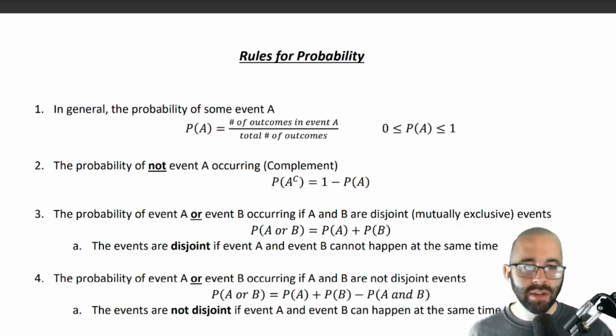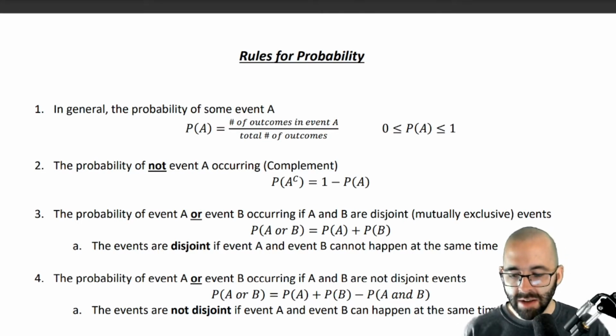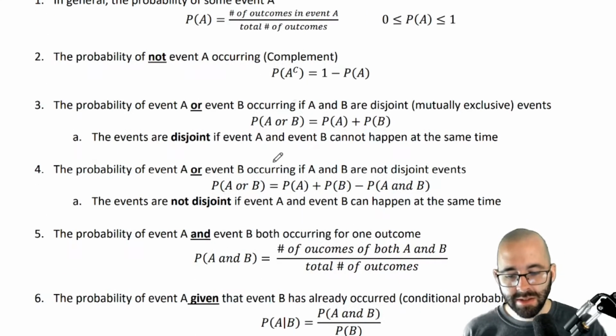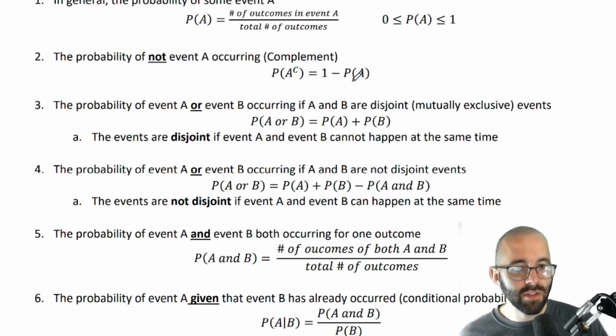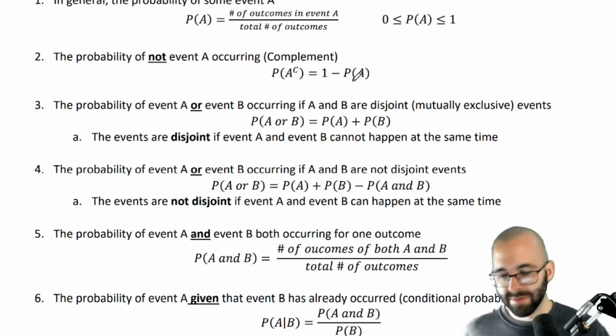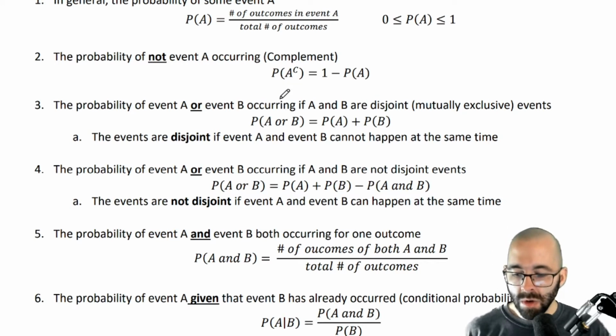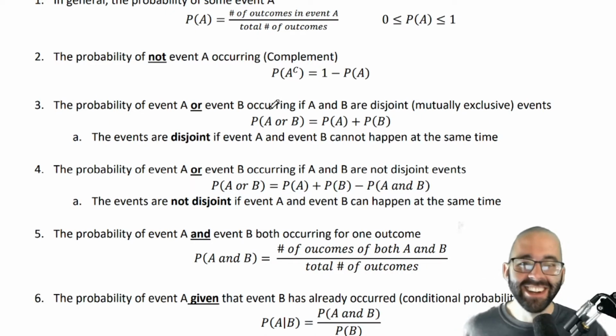And any probability has to be between 0% and 100%. We have also something called a complement, and you can calculate that by just subtracting the other thing from 1. 40% chance of this means 60% chance of not this. Okay? Or has to do with addition.